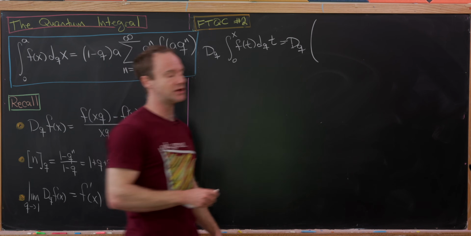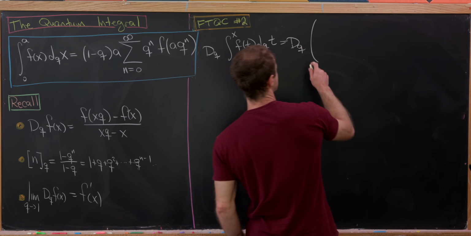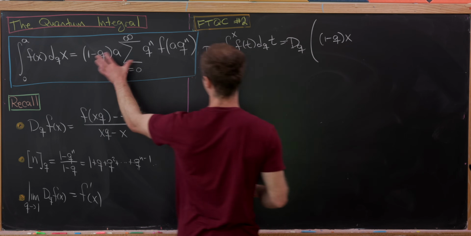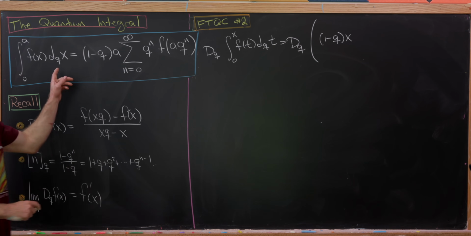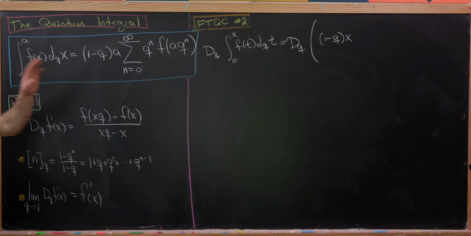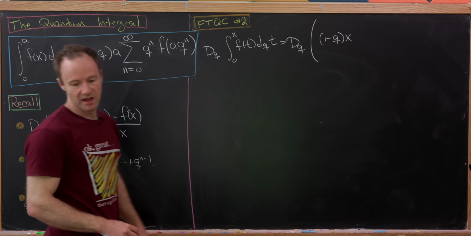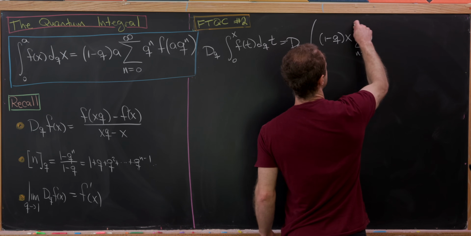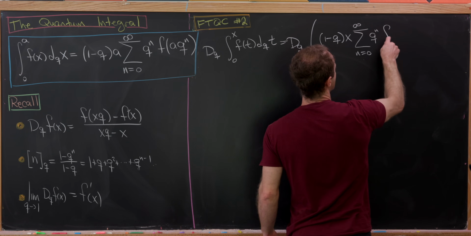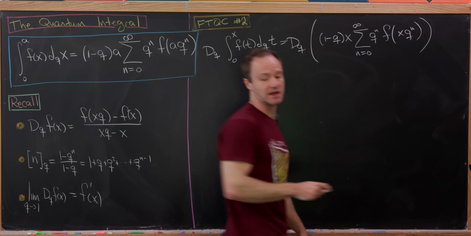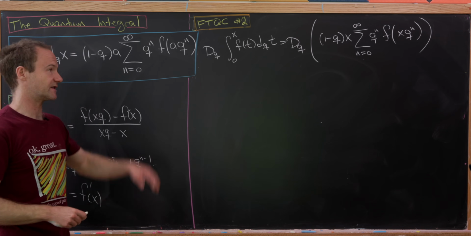So we've got d_q of, now the quantum integral here will be 1 minus q times x. Notice the roles are switched here a little bit. The role of x here is being played by t. The role of a here is being played by x. And then we'll have next the sum as n goes from 0 to infinity, q to the n, f evaluated at x times q to the n. So we're left with something like that.